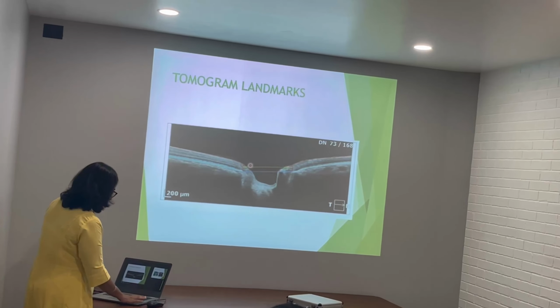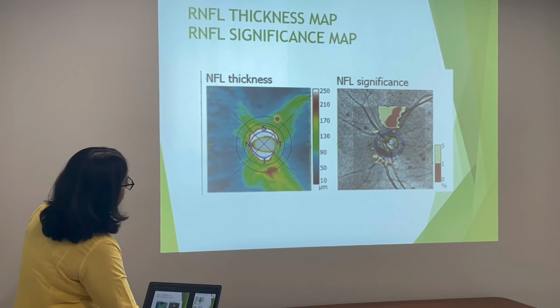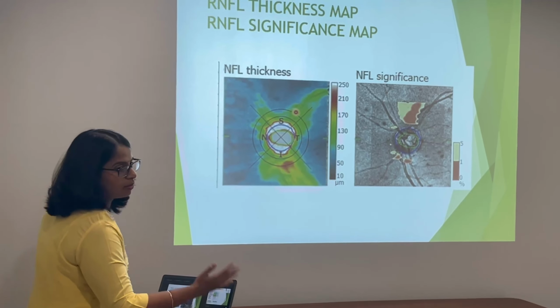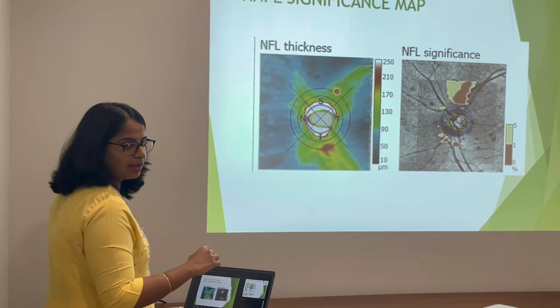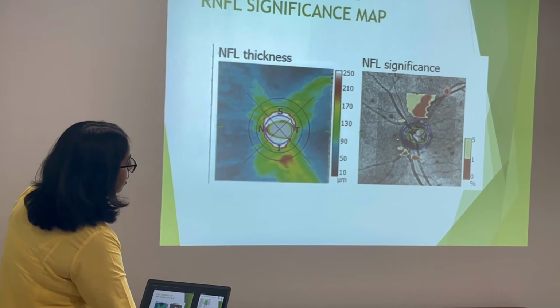Then coming to the thickness and significance map. The thickness map is the topographical map showing the actual values of the original measurements of the RNFL, and it should have an hourglass pattern. This patient has superior RNFL thinning. So here it should be red, but it has gone to green due to the superior RNFL thinning.